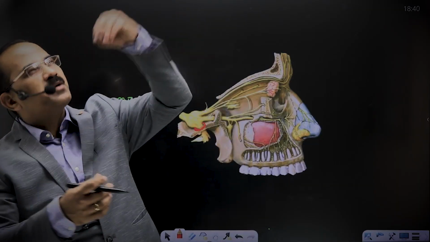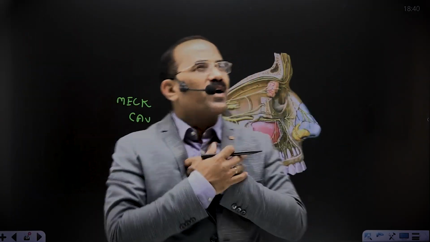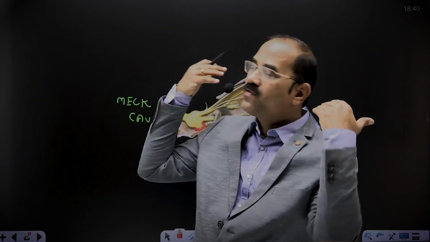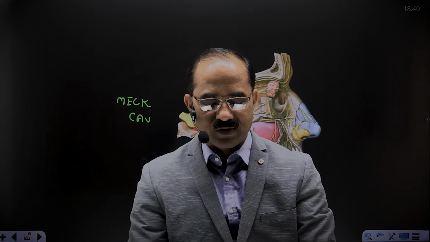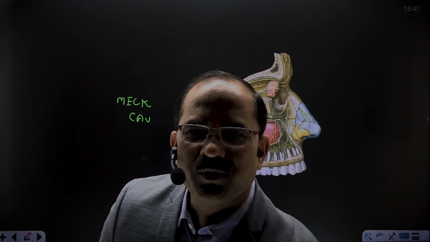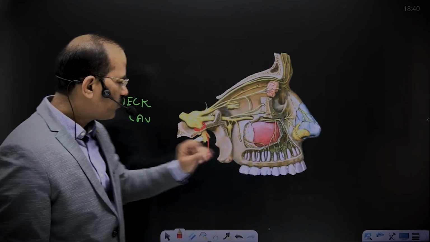The moment the mandibular nerve gets out through the foramen ovale, where is it now? I've told you this in the previous lecture, students. The mandibular nerve is now in the infratemporal fossa, correct? So the moment it gets out from here, that's the infratemporal fossa.